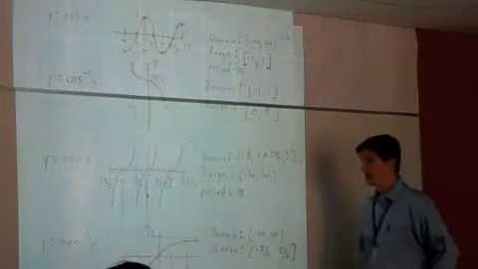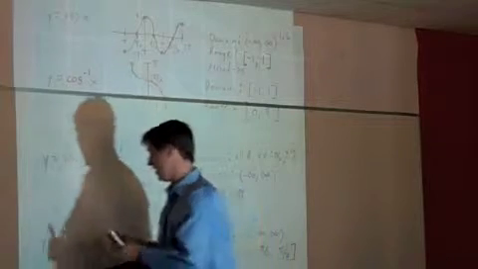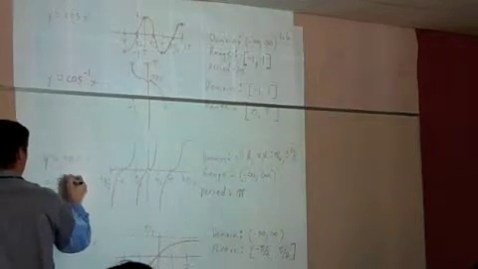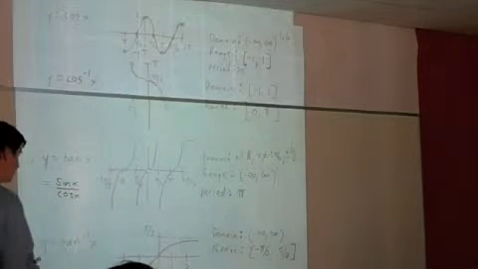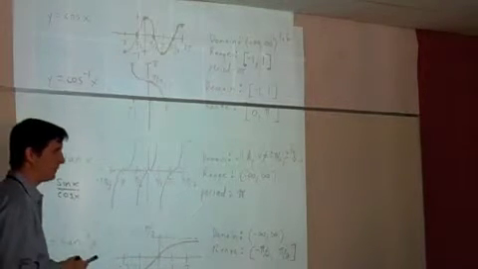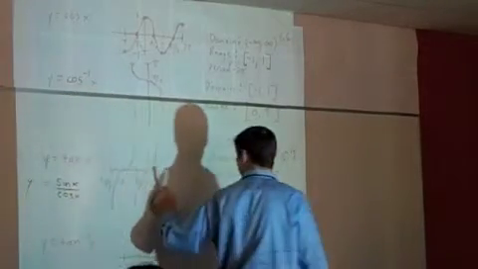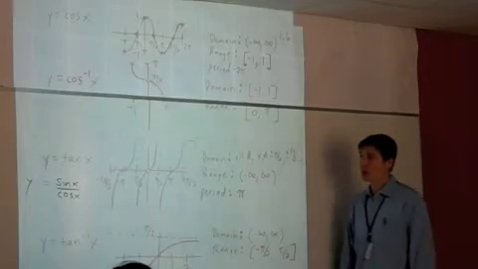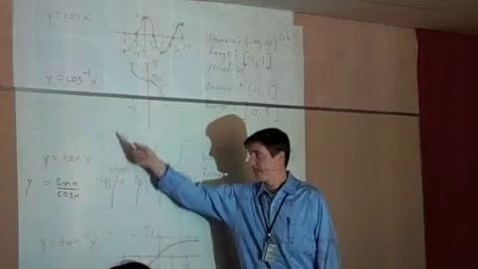For the tangent graph, the tangent is equal to sine x over cosine x. Tangent equals sine over cosine. So graphically, whenever the sine equals 0, the tangent is going to equal 0 in all of those places. And whenever the cosine equals 0, the tangent graph is undefined.